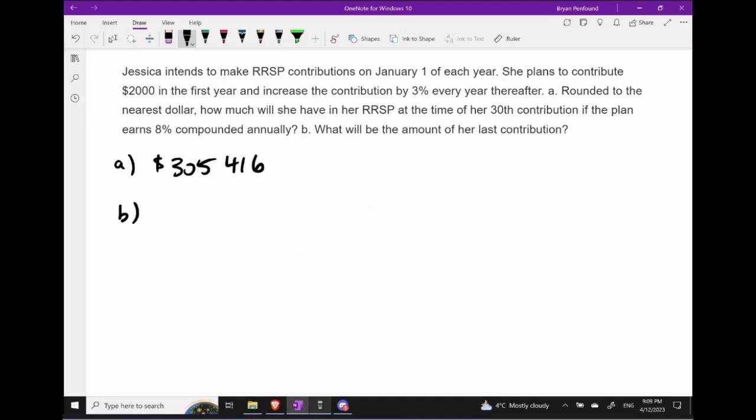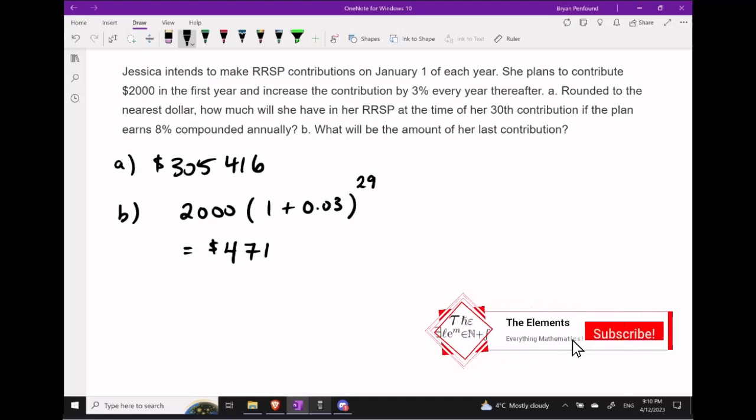And in Part B, we want to figure out the amount of that last contribution. So here what we can do is take our initial contribution, which is $2,000, and multiply it by 1 plus the growth rate of 3% every year. And the 30th payment is going to have a power of 29 applied to it. That's because 2,000 is technically our first contribution, so this here should represent our 30th contribution. And multiplying this out shows us that our 30th contribution is going to be $4,713.13.